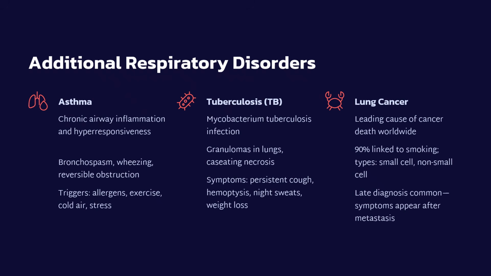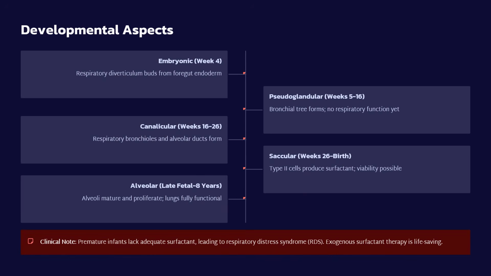And lastly, we have lung cancer, 90% secondary to smoking. We have the small cell and non-small cell types. It is usually late in diagnosis, and the symptoms appear after metastasis. So your smoking not only causes COPD and a number of diseases in your body, it can also cause lung cancer. And lastly, for the developmental aspect.